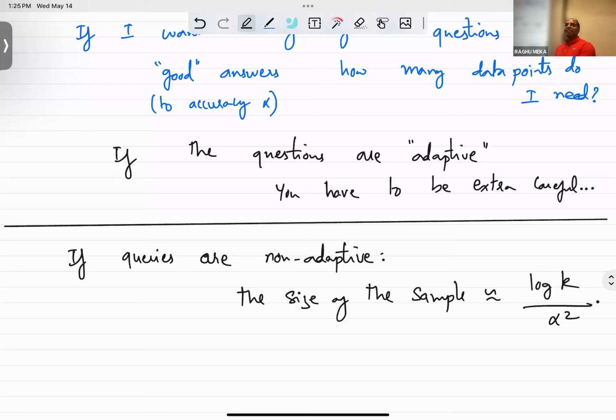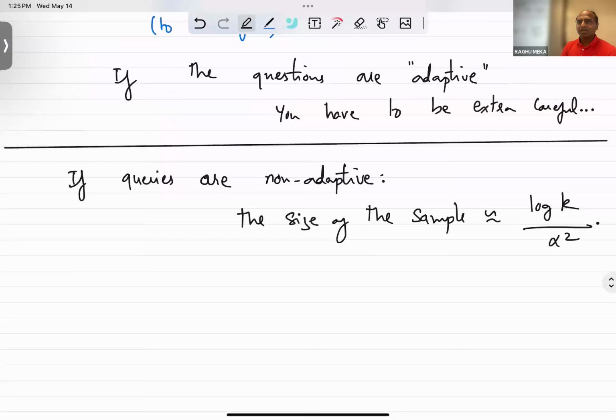Okay. But then if I'm asking adaptive questions, right? I ask, okay, who are you going to vote for? And then I ask, okay, what is the most important factor that is helping you decide to vote a certain way? That's an adaptive question. Okay, does it make sense? So when you start doing this, you need bigger and bigger samples to get good accuracy.